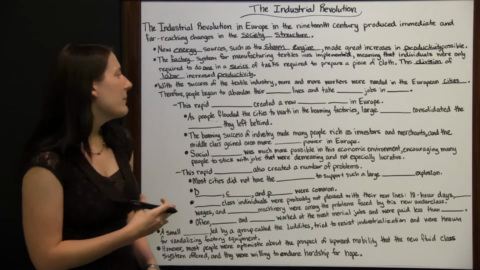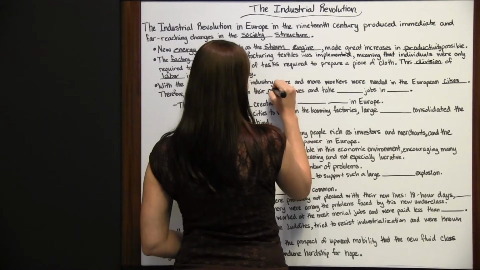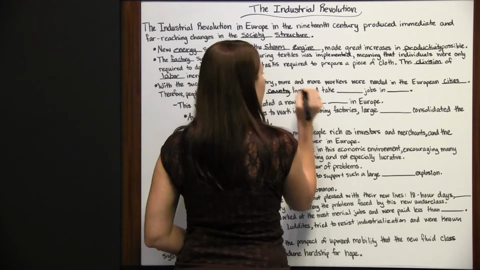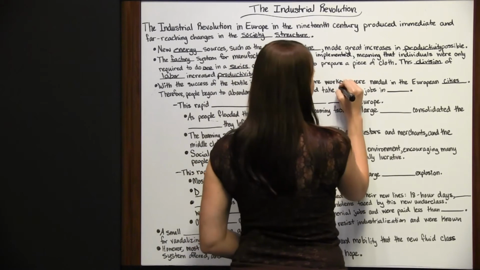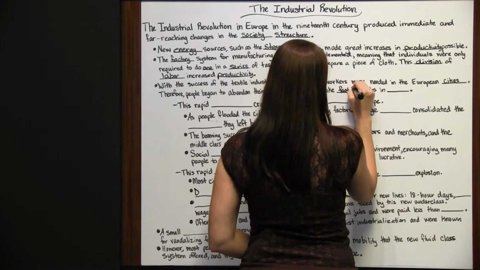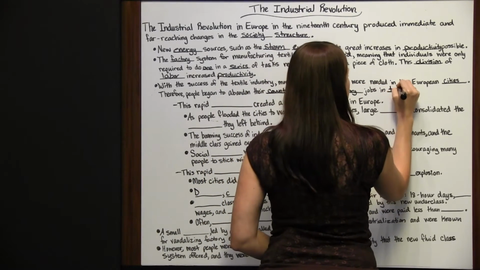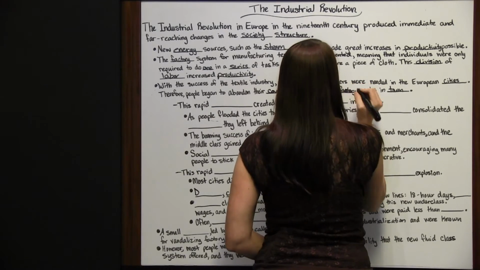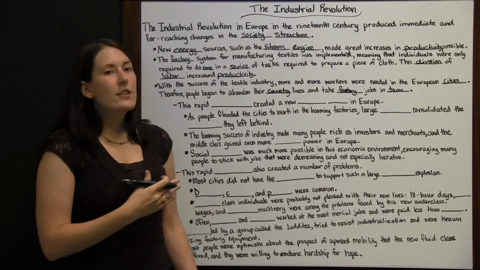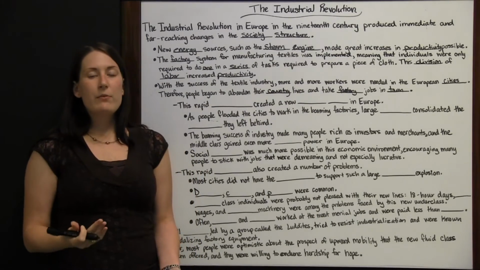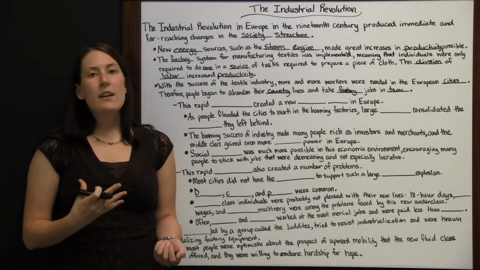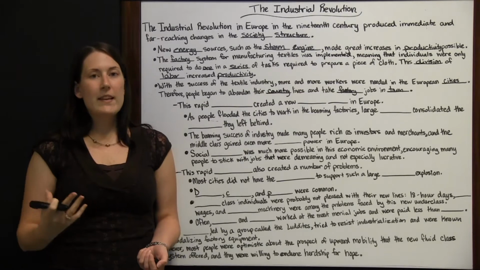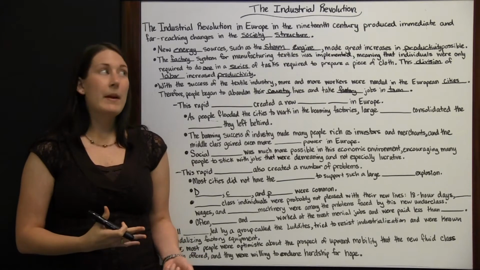But now people began to abandon their country lives and take factory jobs in town, in different cities across Europe. Now, industrialization did come to England before it came anywhere else, but it quickly spread throughout Europe and then just a little while later over to America.